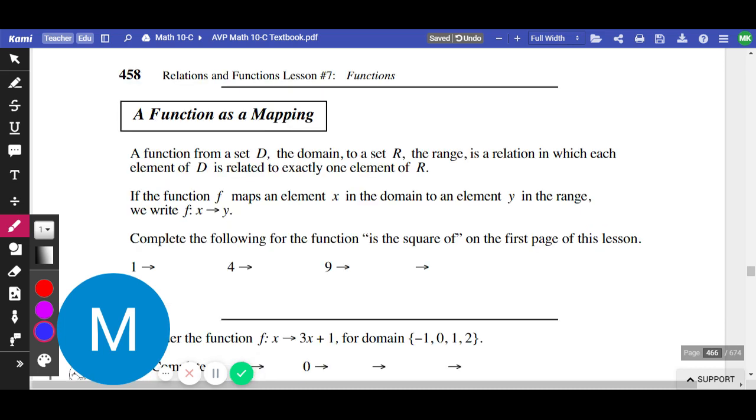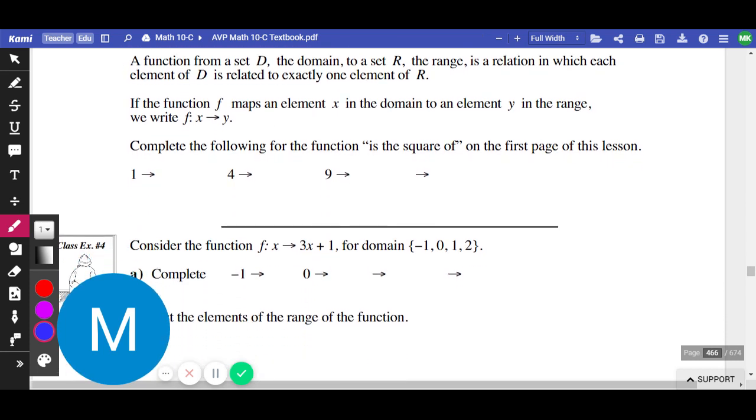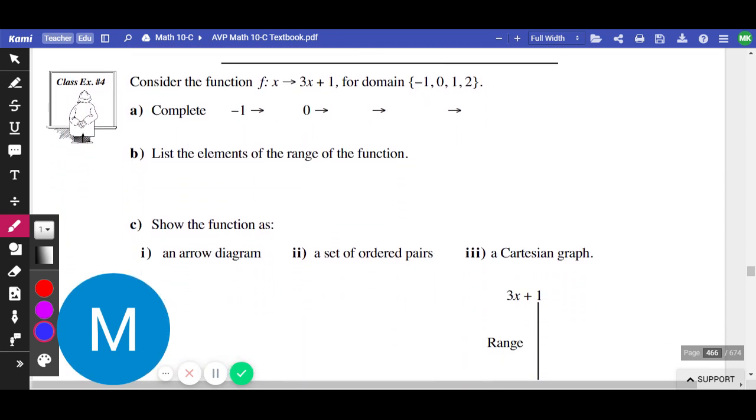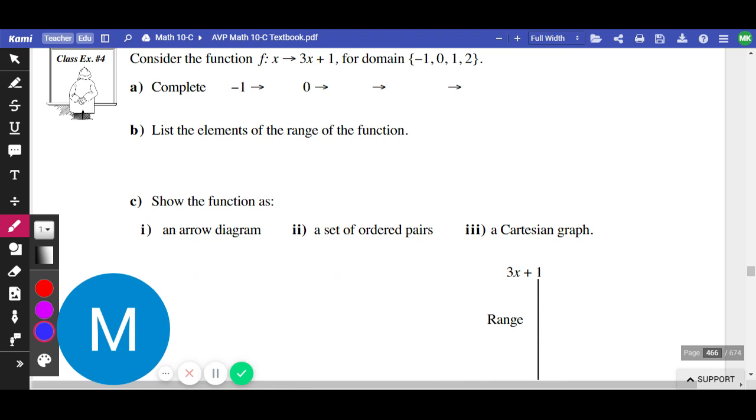Fantastic. The last thing we're going to do: we don't do functions as mapping, so don't sweat this part. What we do want to do is just classroom example 4 and just part B. I'm going to get rid of this. We don't do function mapping here. And we're also going to get rid of this. But I do want to talk about domain and range a little bit. It says, consider the function 3x plus 1 for the domain -1, 0, 1, and 2. All we're going to do is question B. List the elements of the range of the function.